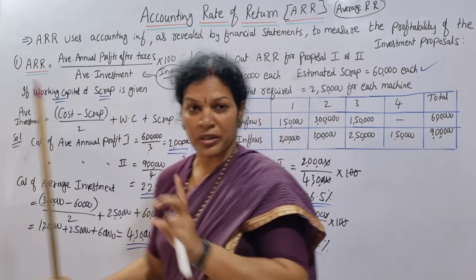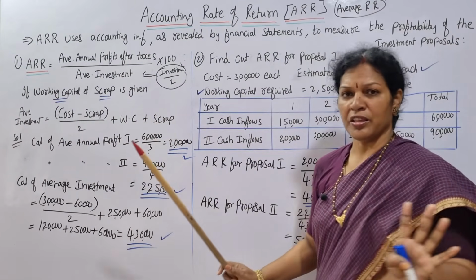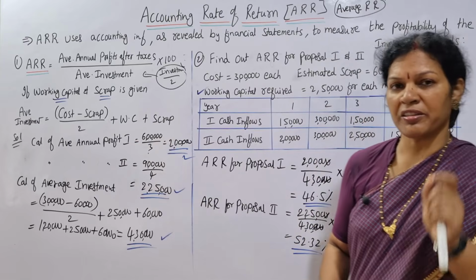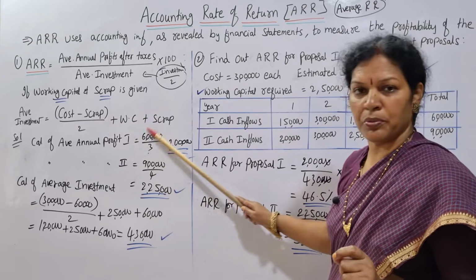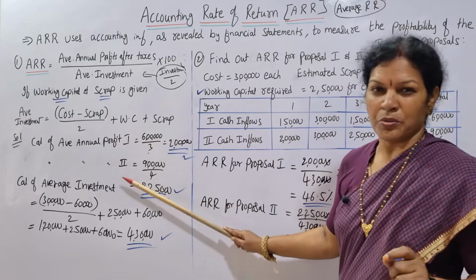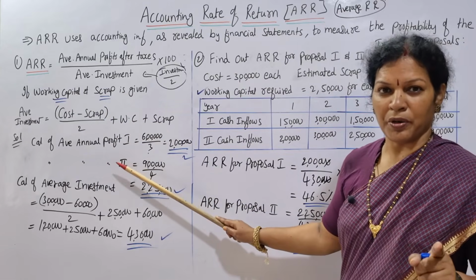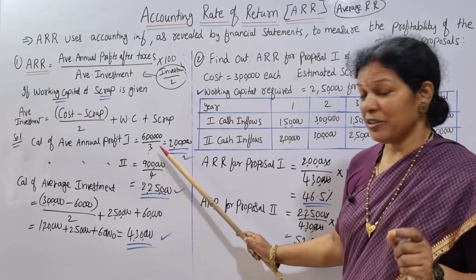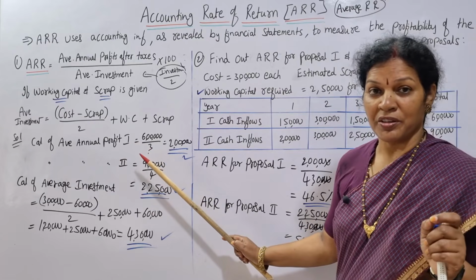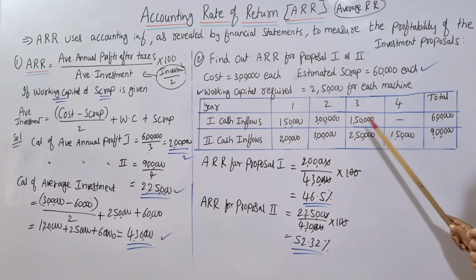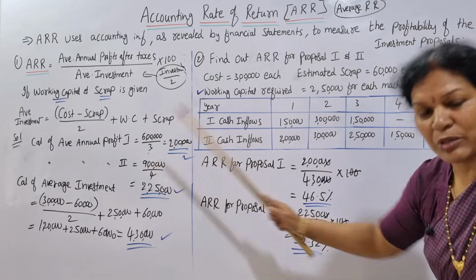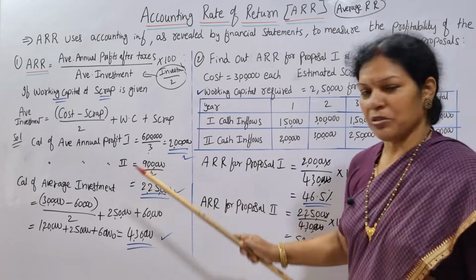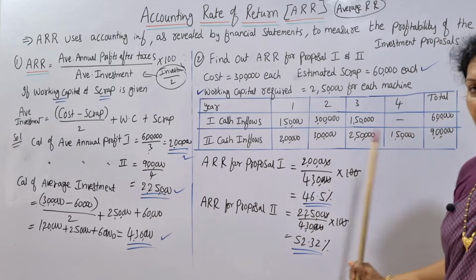Before conclusion, did you understand the problem? There is nothing new, only the thing is working capital and scrap is given. When working capital and scrap are given, you have to follow this formula. This is average profit calculation. Here we made a small mistake. For average profit in proposal 1, we have 3 years only, 4th year not given, so we have to divide by 3 only. Second one is normal, 9 lakh divided by 4.